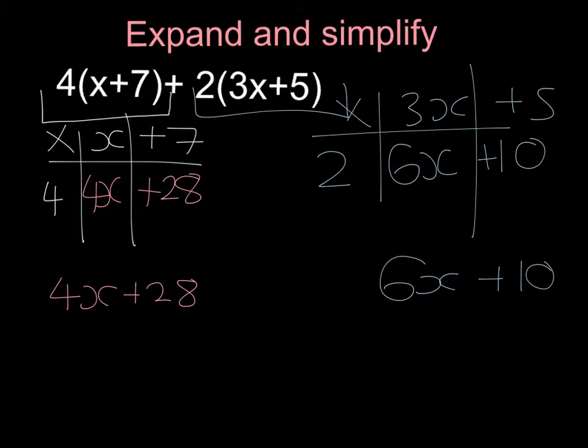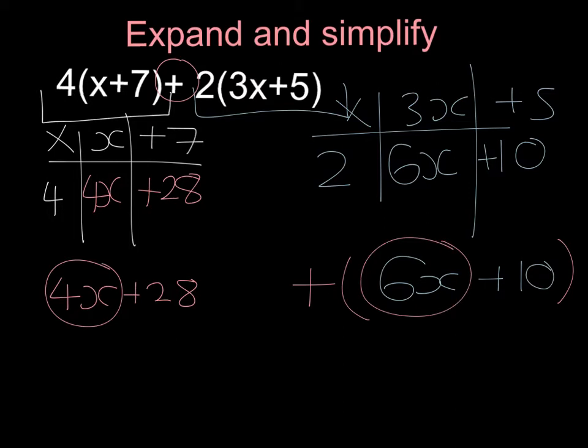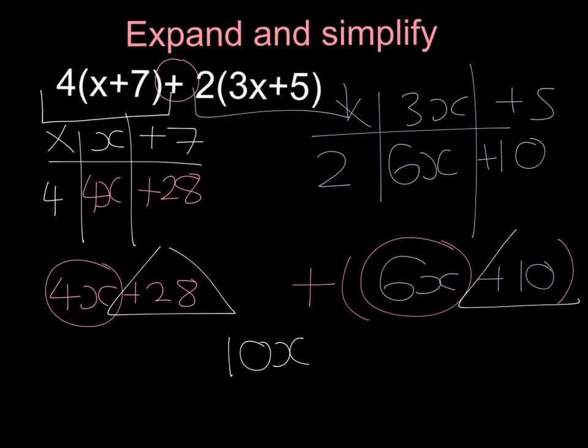Now the question was asking you to add them. So you've got two options here. You can just add them by looking at them, or imagine it in brackets and add that to it as well. So you've got 4x, add 6x, which is going to give you 10x, and then 28, add 10 is going to give you 38.